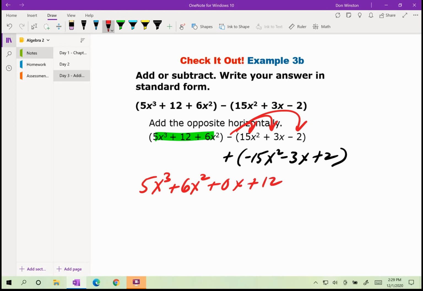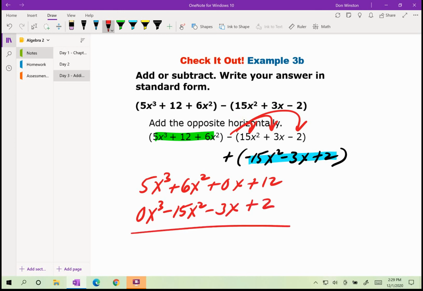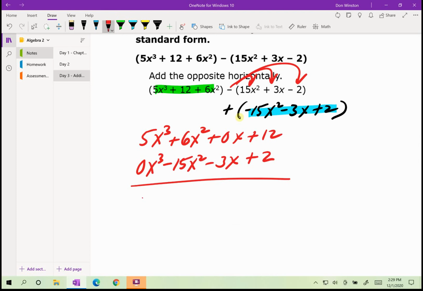And then I have, let's see here, the other polynomial. I don't have any x cubed, so I'll just write 0x cubed. And then minus 15x squared. And then minus 3x. And then plus 2. And you add. And so now you have 5x cubed minus 9x squared minus 3x plus 14. Done.